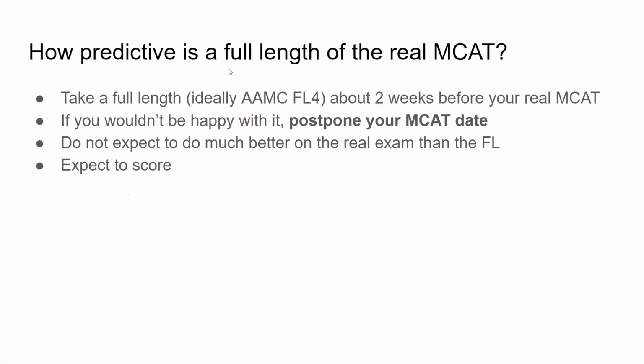So how predictive is it? Does a full length actually help you predict your real MCAT score? My suggestion is that you take a full length, which should be full length number 4 from the AMC, about 2 weeks before your real MCAT. And if you find that the score is not what you want it to be, you should postpone or reschedule your MCAT, because it would be very difficult to significantly change your score within 2 weeks. It's not enough time. So again, this is your litmus test. This is your status check, right?